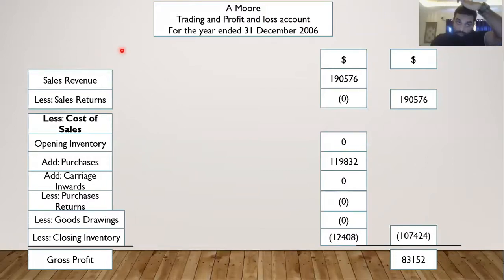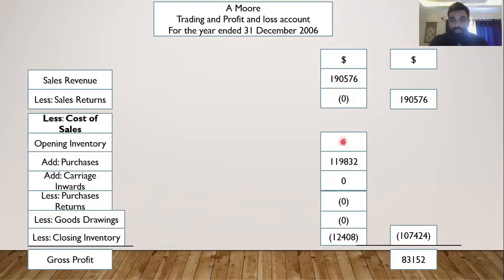And then I'll give a recap. When they ask us to make a trading and profit and loss account, we start with sales revenue. You have to look at the trial balance, sales revenue, less sales returns. Now this will be done in the left column. The right column is for the final figures, or you can say balancing figures. That's our turnover. Cost of sales is the cost of the things that the business has sold. The formula is opening inventory, add purchases, add carriage inwards, less purchases returns, less goods drawings only in the adjustment after the trial balance, less closing inventory. That's the complete formula. And if you make calculations according to the formula, you will get cost of sales.